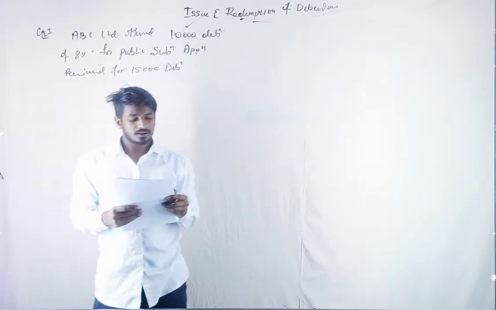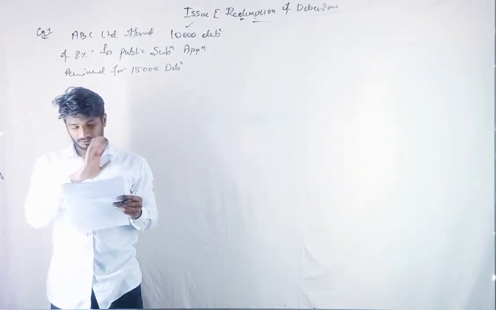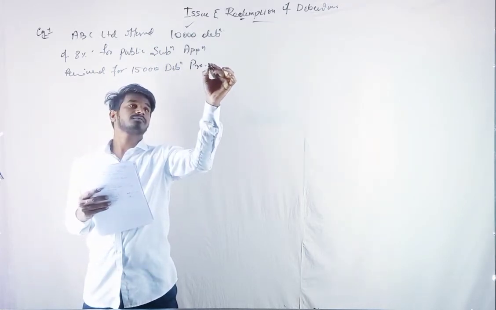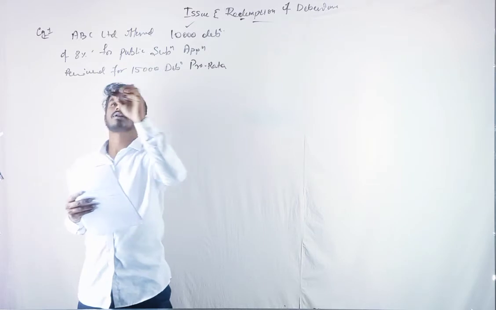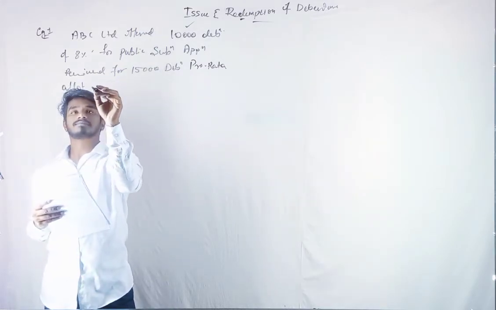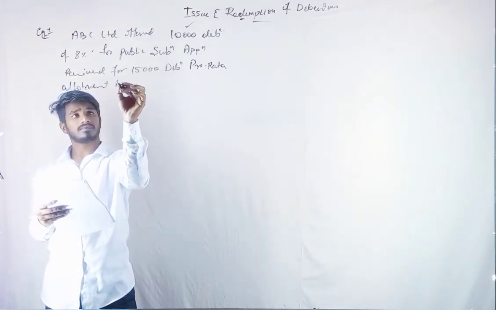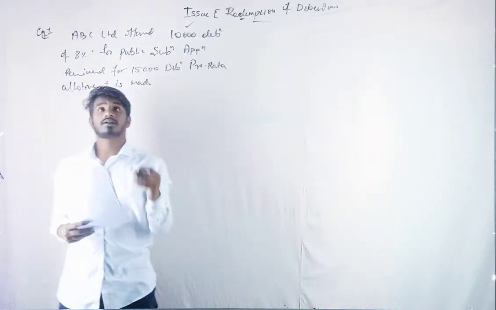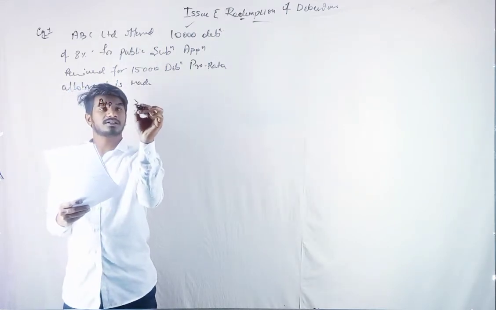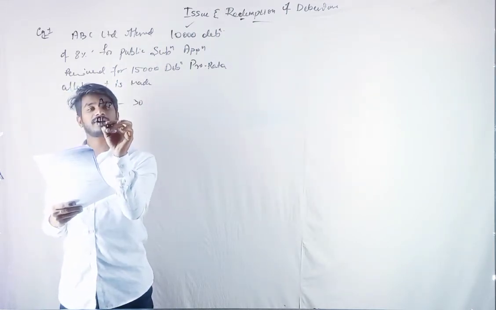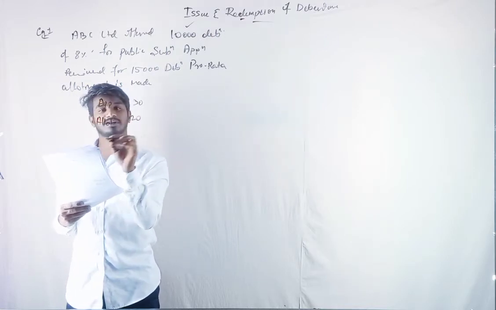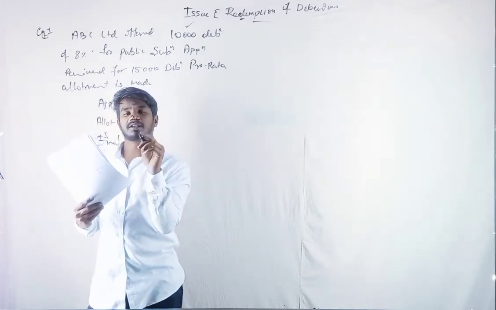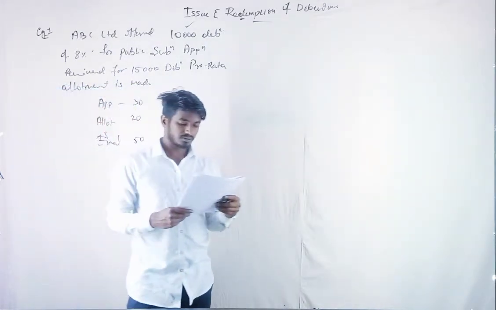Pro rata allotment is made, and on application they are asking 30 rupees, on allotment 20 rupees, and on first or final call the remaining amount. How much remaining? 50 rupees. So this is the question.